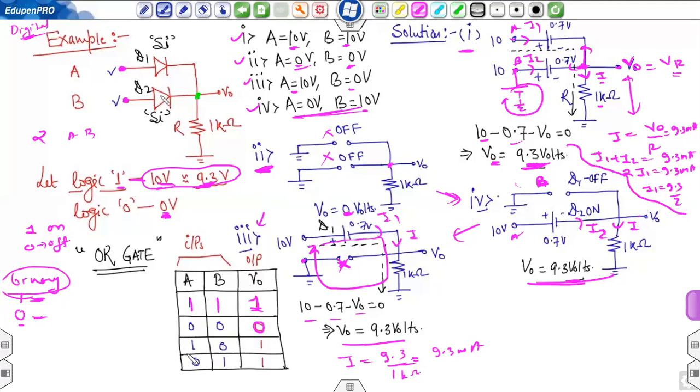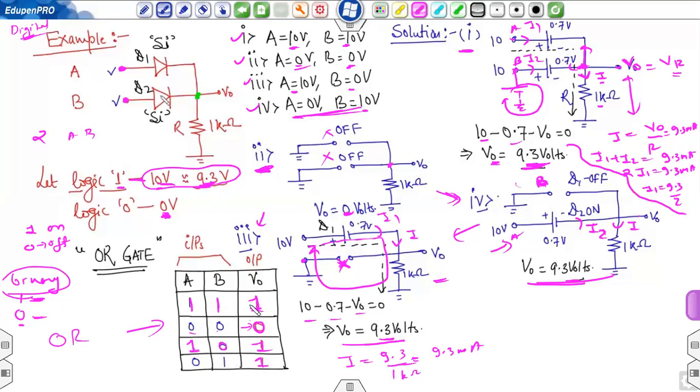When one input is at higher voltage and the second is at lower voltage, 1, 0, the output is again high. And the last case, 0, 1, again the output is high. So this is the behavior of a logical OR gate. Only for 0, 0 the output is 0. For the rest of the combinations, the output is always 1.